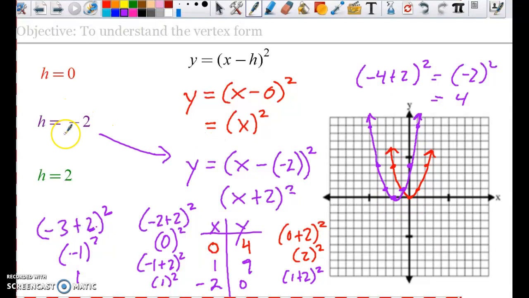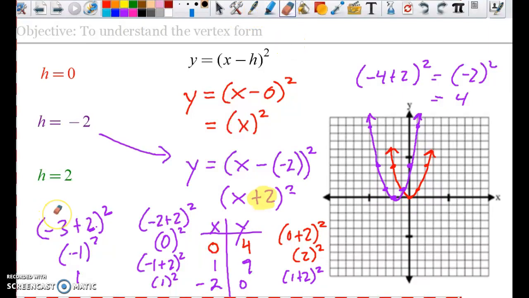2 to the left. So if I have x plus 2 inside the parentheses, do you see that? When h was negative, and that made a positive inside because I was subtracting it, x minus a -2, that made x plus 2, and I moved my parabola over 2 to the left.